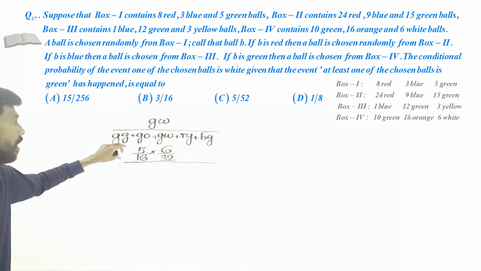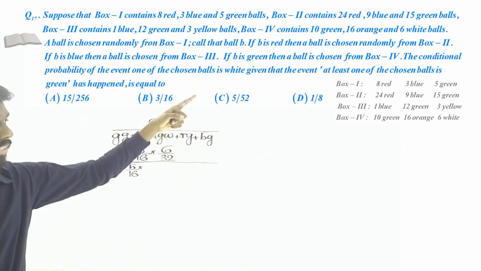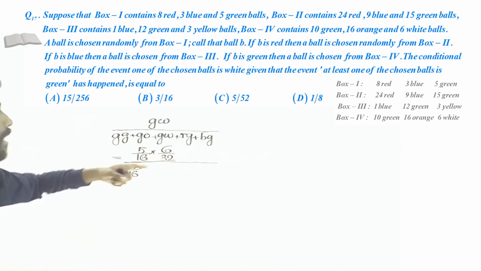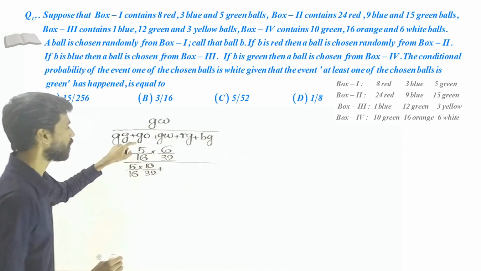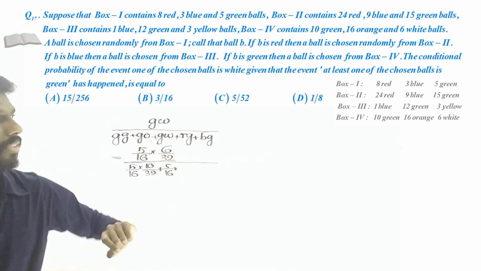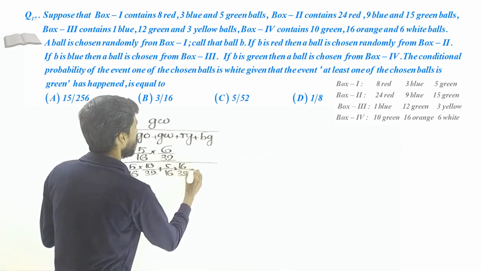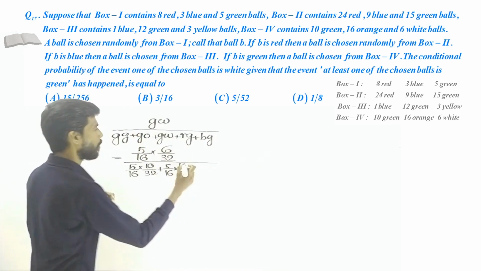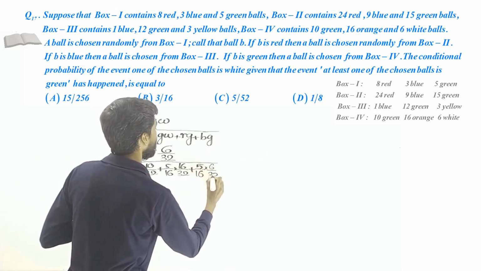First green, second also green. First green, what is the probability? 5 by 16. And first is green, then we have to select from the last box. So second is also green. So what is the probability? So 10 divided by 32. Plus first is green, that means 5 by 16. Okay, second is orange. How many orange? 16 orange out of 32. So 16 divided by 32. Plus next one, green white, that is in the numerator also. So 5 divided by 16 and 6 by 32.